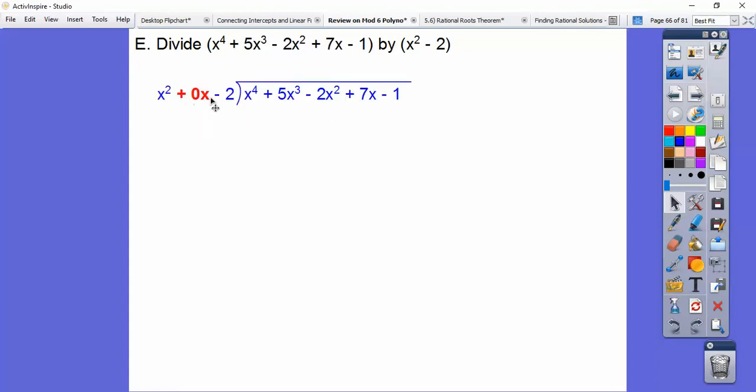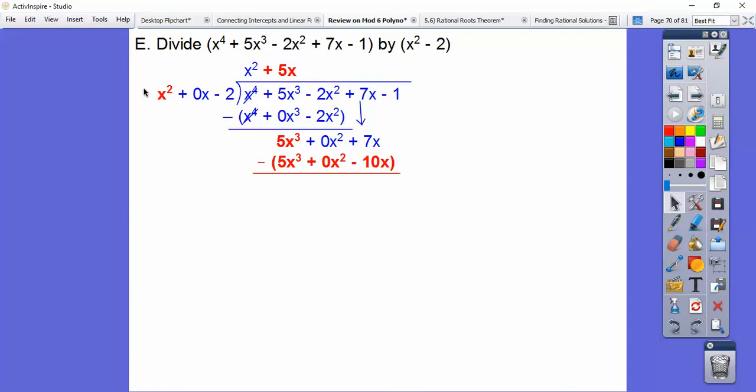Remember doing this? x squared times x squared will get me x to the 4th. So I put x squared up here, and then I multiply x squared times this, times this, times this. It gets me this. Okay, now we subtract. So these will cancel, 5x cubed, well, these will cancel also. So we get that, and then we're going to slide down the 7x, and then we do it again. x squared times 5x will get me 5x cubed, and so we multiply 5x times the whole trinomial, that gets us that. Then we subtract. Those cancel. 7 minus a minus 10 is 7 plus 10, so we get 17. And then slide the next one down, and then we can't divide anymore, so that's our remainder.